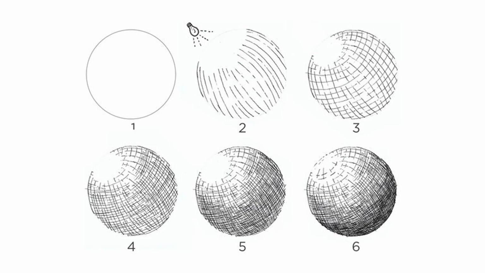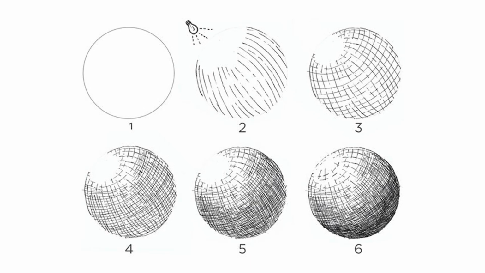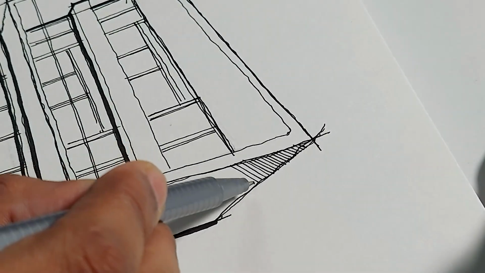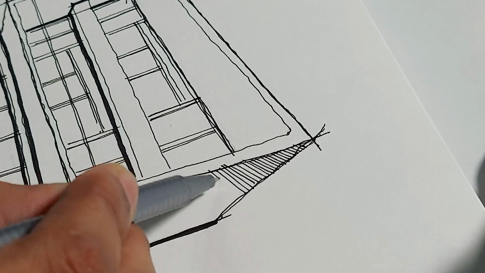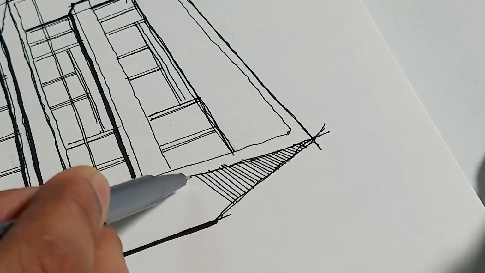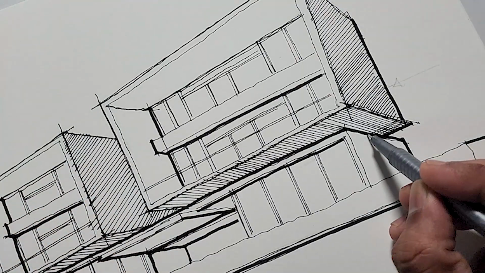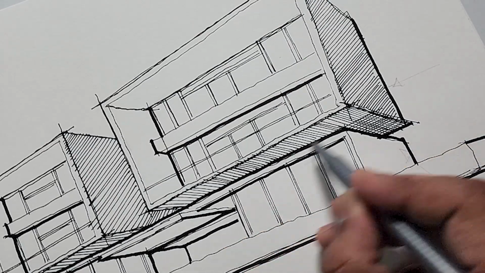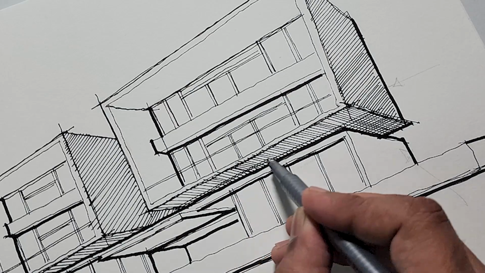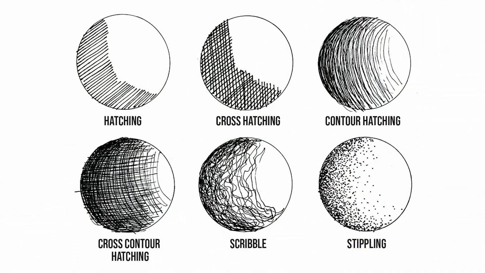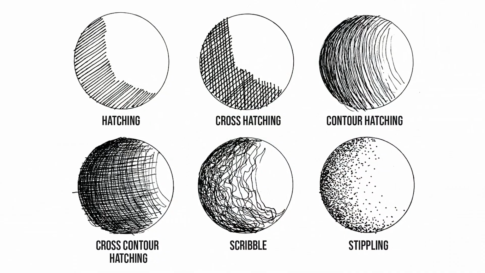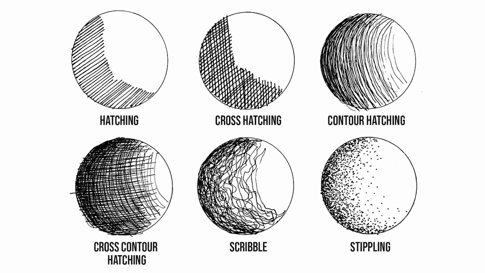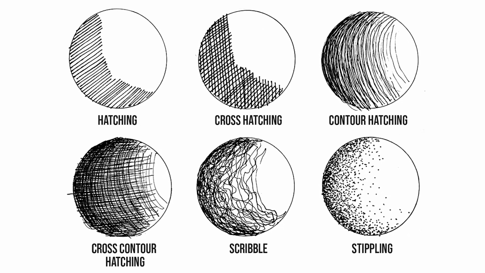The next thing to do is to use hatching or shading. To add shading, you can use hatching and cross-hatching techniques. Hatching involves drawing parallel lines in the same direction to indicate shading, while cross-hatching involves drawing parallel lines in two different directions to create a more dense and intense shading effect. There are many varieties of hatching techniques other than these, like stippling, contour hatching, and so on.